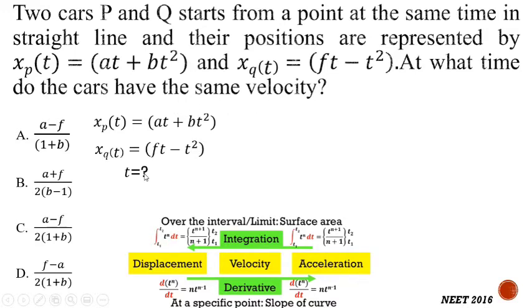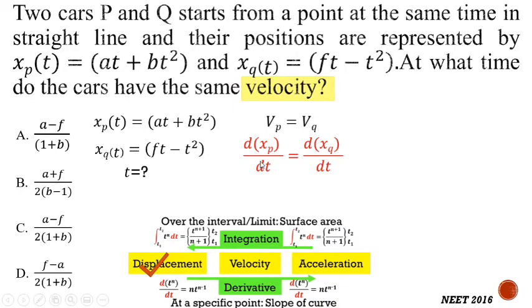We need to find out the time t when the velocity is same. That means there is one more condition given, that is velocity is same for both the cars. So this condition can be written as velocity of P equal to velocity of Q. Here displacement is given. To use this condition we will find out the velocity by taking the derivative.